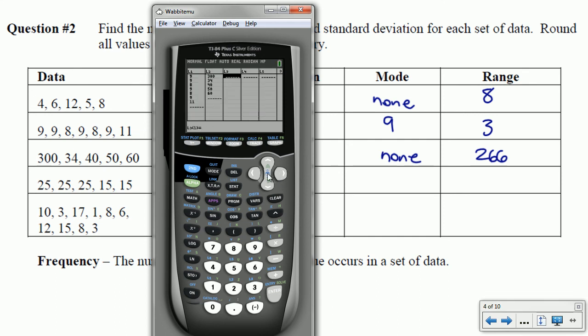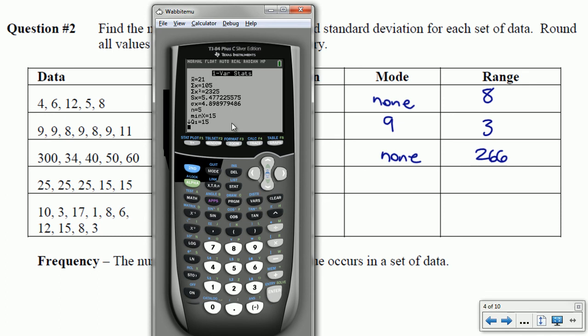For the fourth set of data, let's enter that into L3. So scroll over to L3, we're going to go 25, 25, and so on. So 25, that's done. Statistics, Calculate, One Variable Statistics, making sure we're using L3 this time, and Calculate, and there's everything we need.